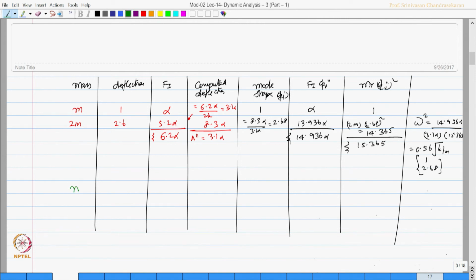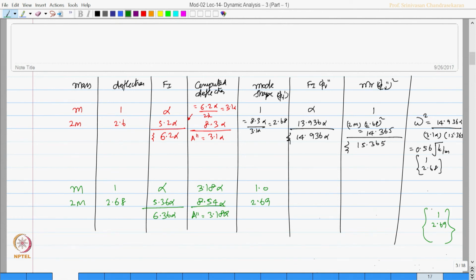I take this as m and 2m, I take 1 and 2.68, this is alpha, this is 5.36 alpha, sum becomes 6.36 alpha. So, this becomes 3.18 alpha, this is 8.54 alpha, and therefore, I take A prime as 3.18 alpha. I get mode shape as 1 and 2.69, that is my mode shape, 1 and 2.69.